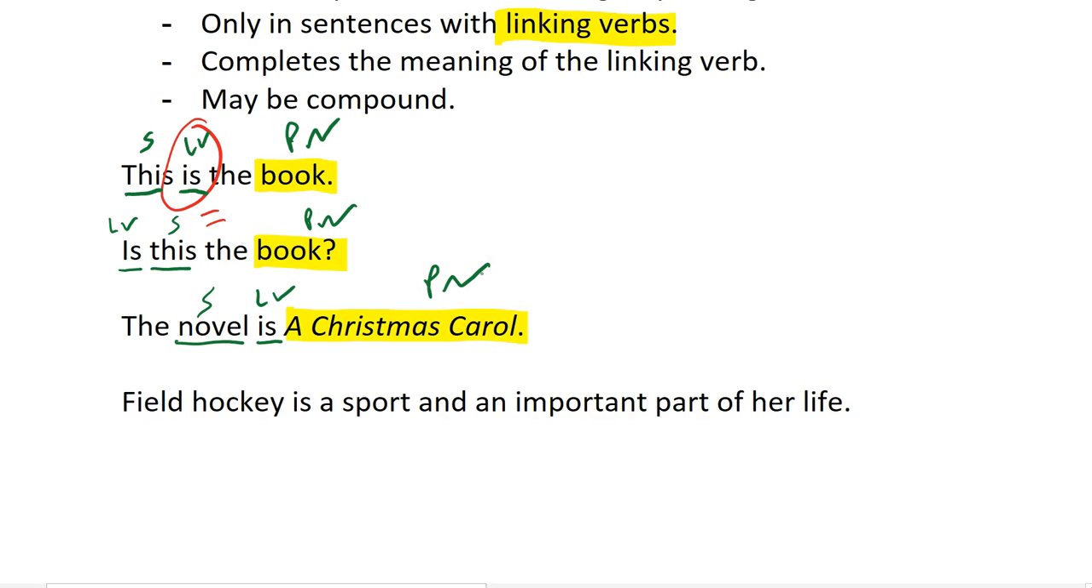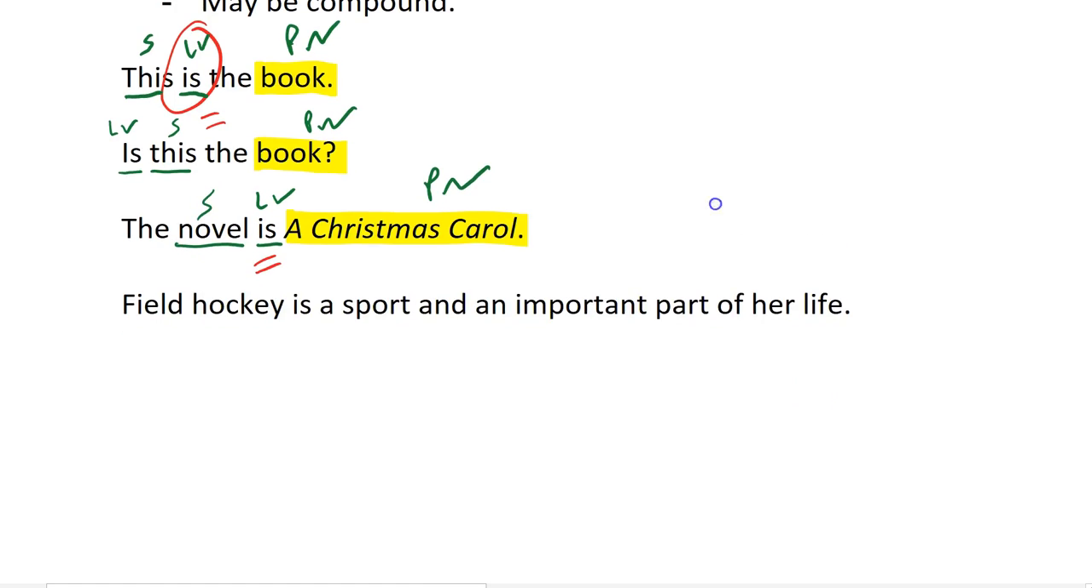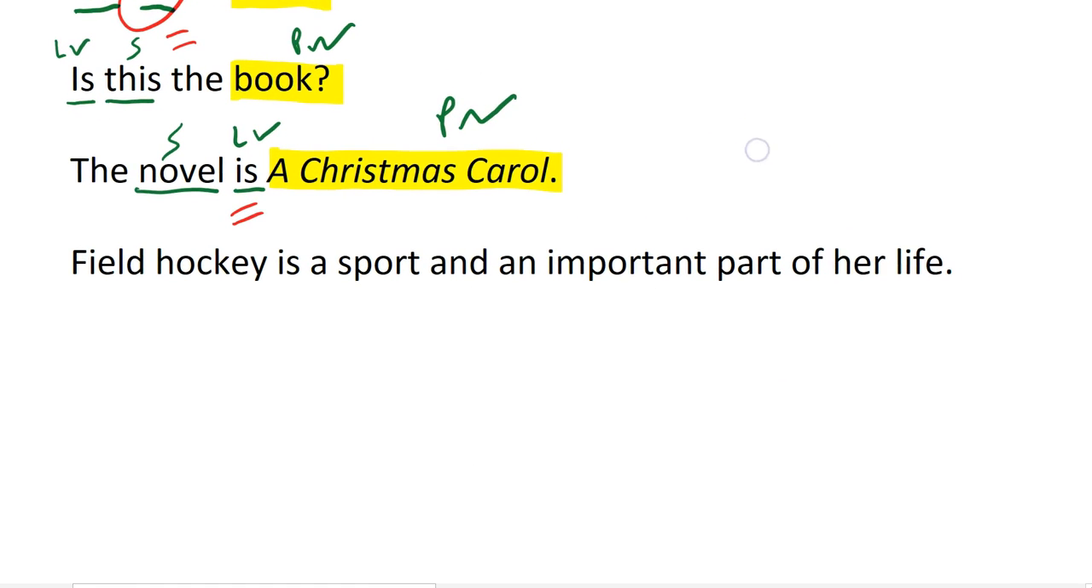Novel equals Christmas Carol. And in the last one, field hockey is a sport and an important part of her life. This is where you'll get a compound predicate nominative. First of all, field hockey is your subject. Again, it's a compound noun acting as a subject. Is your linking verb. And then we have to find the two predicate nominatives. Field hockey equals sport, and it equals part. Not important part, just part. So predicate nominative, predicate nominative.